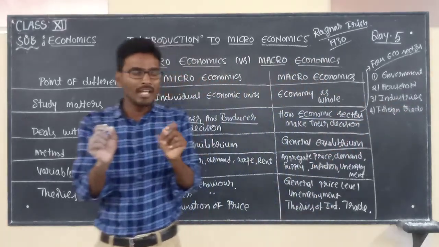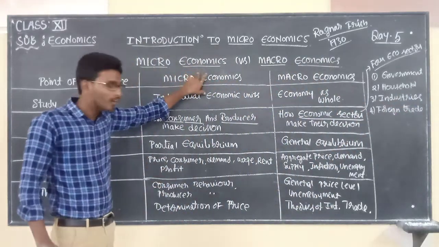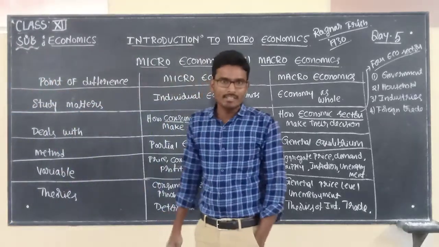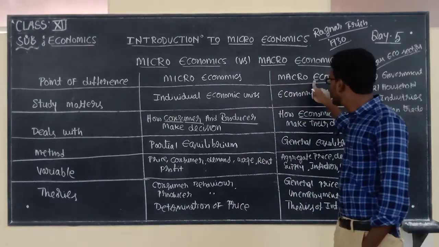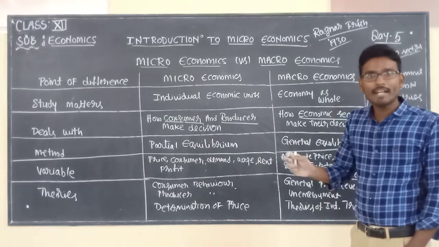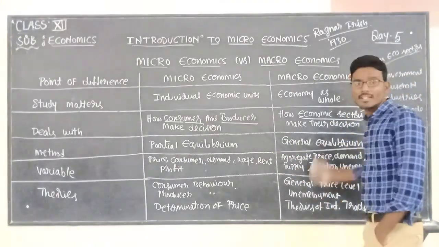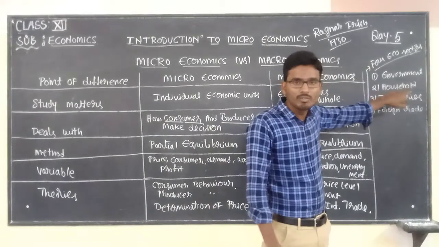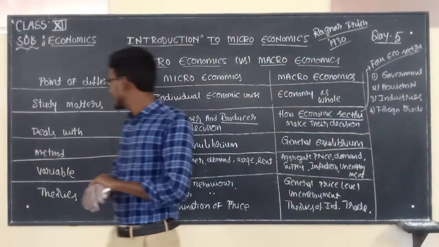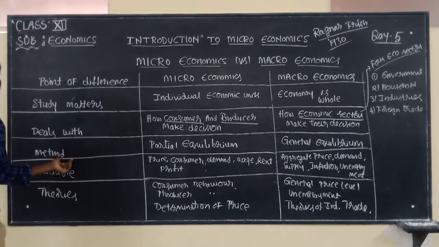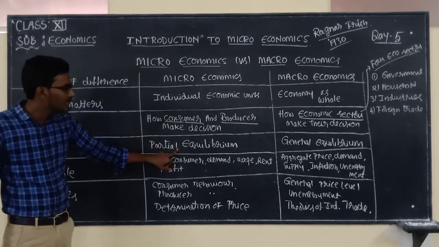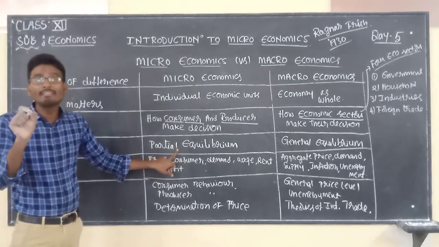So I hope you are very clear, right? So microeconomics deals with how consumers and producers make decisions, as well as macroeconomics deals with how economic sectors make decisions. Which are the economic sectors here? Economic sectors are nothing but government, household, industry, as well as foreign trade. Now let us deal with methods. From the methods point of view, microeconomics deals with partial equilibrium.